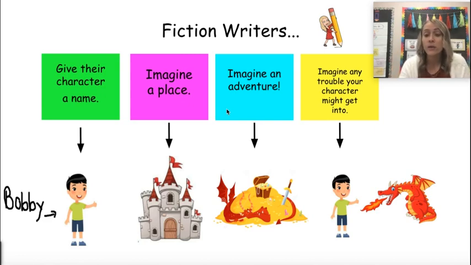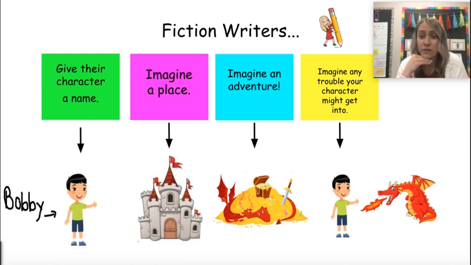And then today, I want to teach you the fourth thing that you need to do in your fiction writing story. You need to imagine any trouble your character might get into. So, a lot of the stories that we read, we see that our character gets him or herself into a little bit of a problem. Like something happens and they're not sure what to do, or they feel a certain way, which could be their problem, or another character is mean to them, that could be their problem.